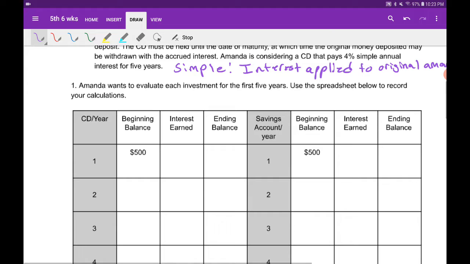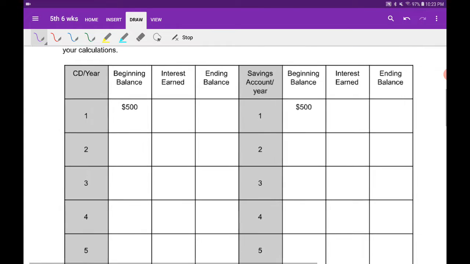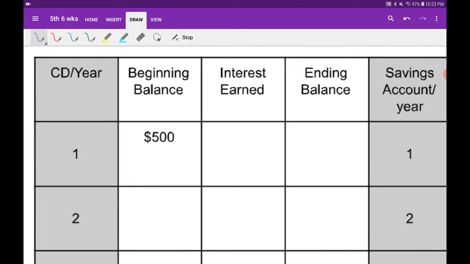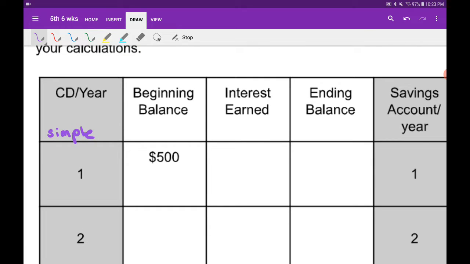Okay, so what we're going to do is look at our CD and our savings account. We're going to graph them over 5 years, okay, and see how the interest is applied. So let's look at the CD account on the simple interest and see what's going on here. With the CD, keep in mind that this one is simple interest. All right, we're going to start with $500. When we invest it, the CD is charged at 4%, right?